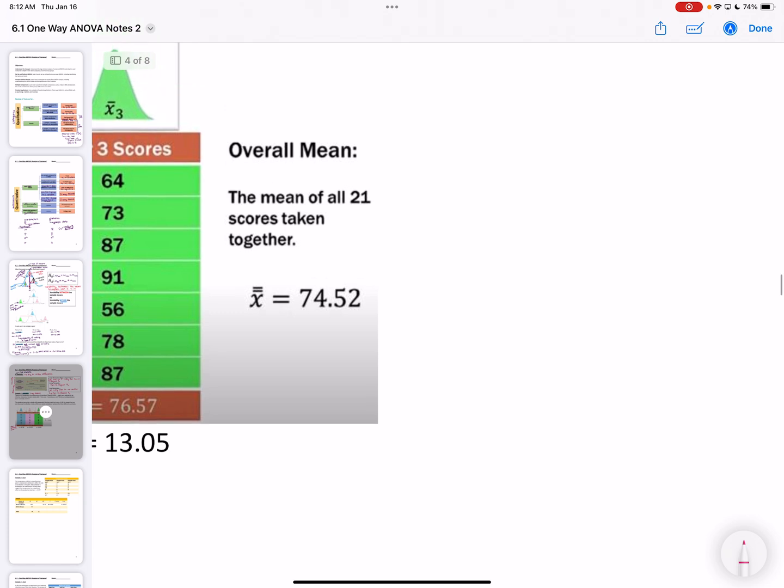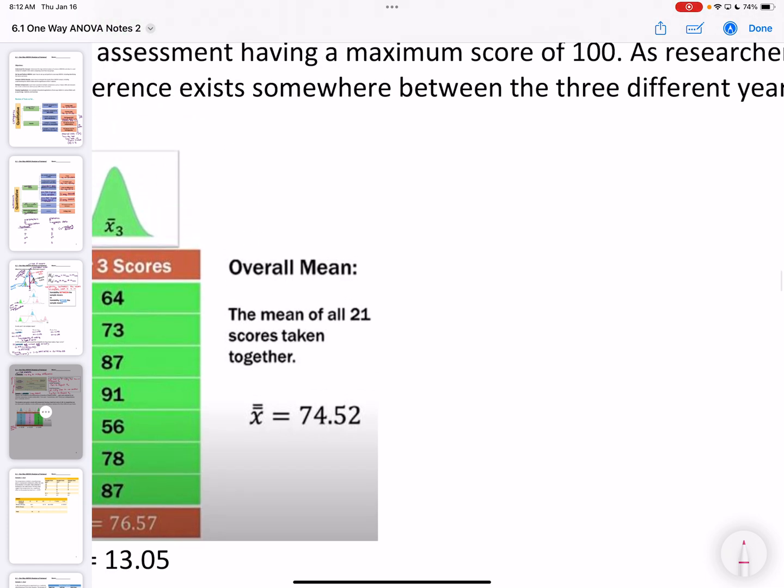And I'm going to write over here so I have plenty of room. Write small, don't write ginormous or it's not going to fit. So H sub O would be my average for the first year students is equal to the average of the second year students is equal to the average of the third year students. If I had more groups, I would just keep going. The alternate is that at least one of the group averages is different.